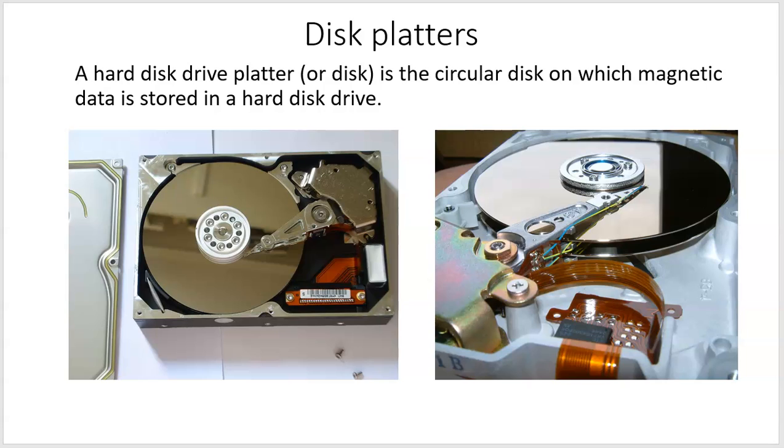Disk platters. A hard disk drive platter or disk is the circular disk on which magnetic data is stored on a hard disk drive. You can look at the pictures and see that most of them have two, and they back each other up.